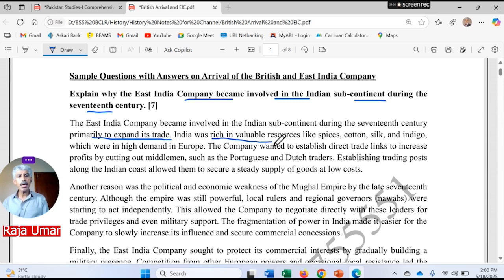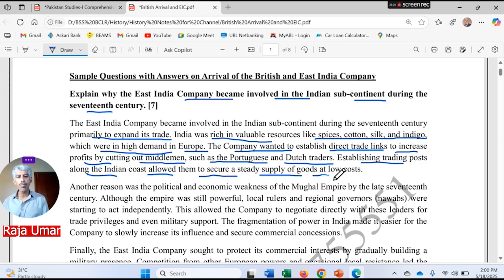India was rich in valuable resources like spices, cotton, silk, and indigo, which were in high demand in Europe. The company wanted to establish direct trade links to increase profits by cutting out middlemen such as the Portuguese and Dutch traders. Establishing trading posts along the Indian coast allowed them to secure a steady supply of goods at low cost. So it means that for the sake of developing their trade activities, they were involved in the activities of the subcontinent.